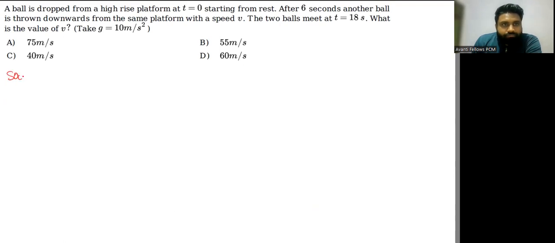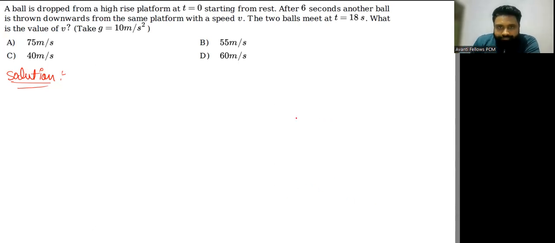Now, in this question, to try to solve this: a ball is dropped from a height rise platform at t equals 0, starting from rest. After 6 seconds, another ball is thrown downward from the same platform with speed v. The two balls meet at t equals 18 seconds. So what is the value of v?